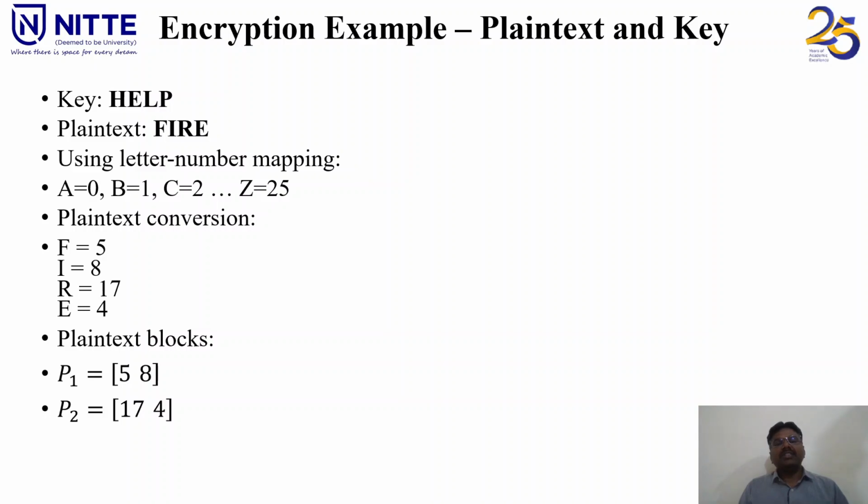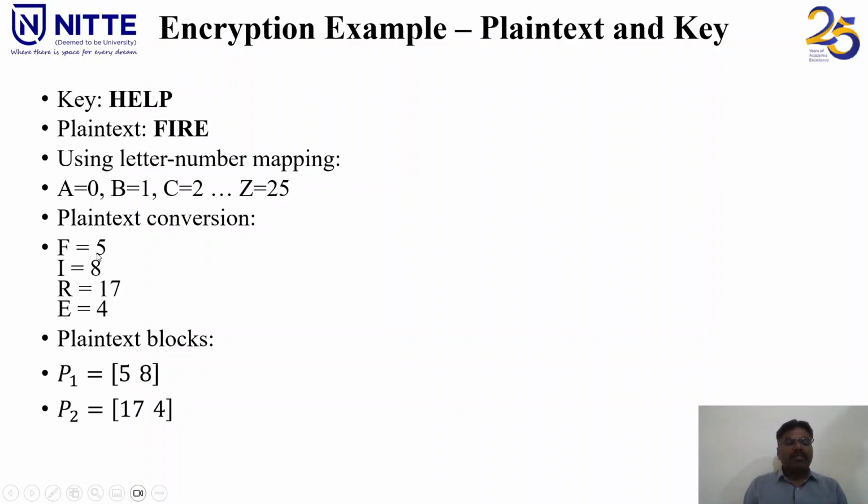In this example, to understand how exactly the encryption process works, we consider the key as HELP and the plain text as FIRE. Making use of the standard number mapping, we map A to Z with the numbers 0 to 25. So the plain text conversion is: F is identified with the positional value 5, I with 8, R is 17, E is 4. Then we divide the entire plain text into two blocks.